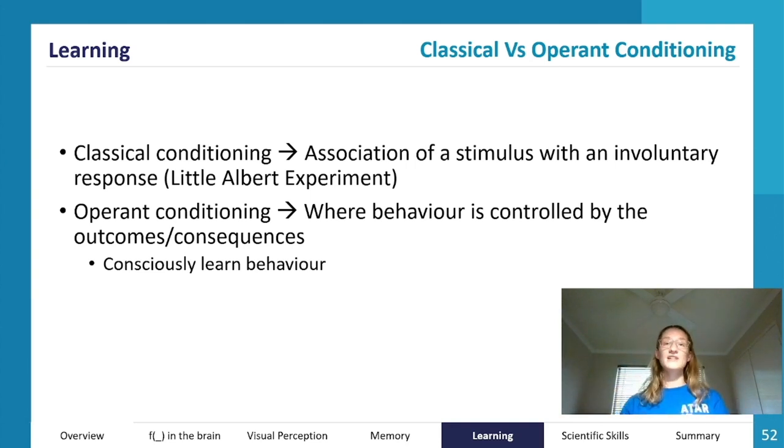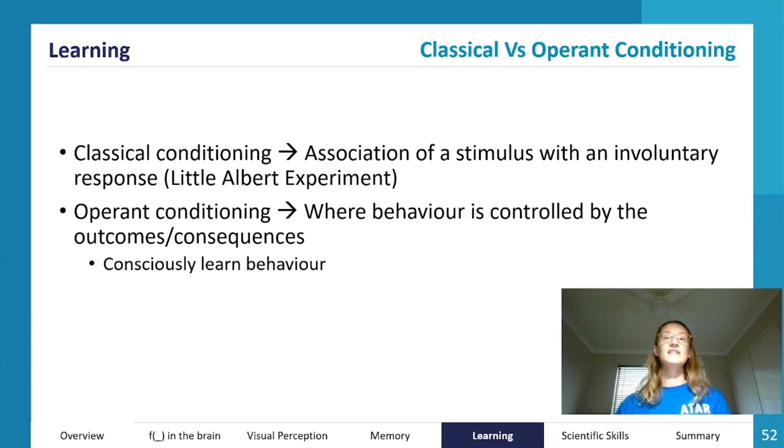Whereas in operant conditioning, the behavior is actually controlled by the outcomes or the consequences. So it's a consciously learnt behavior. For example, in high school, I know at my school we had very strict uniform rules. So if somebody forgot their hat or was wearing the incorrect uniform on the incorrect day, there would be a consequence of that. For example, they might get a detention. The detention is actually meant to shape their behavior.